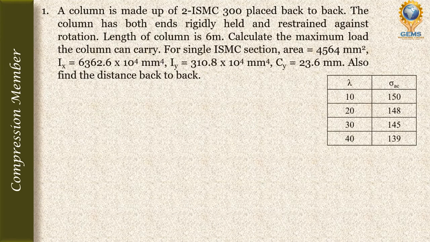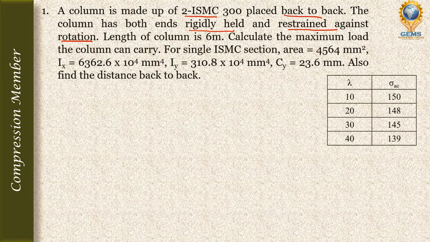First problem. A column is made up of two ISMC 300 placed back to back. The column has both ends rigidly held and restrained against rotation. So the length of the column is 6 meter. Calculate the maximum load the column can carry.